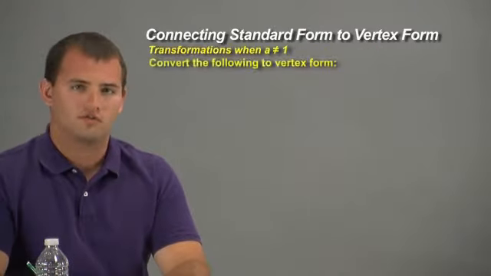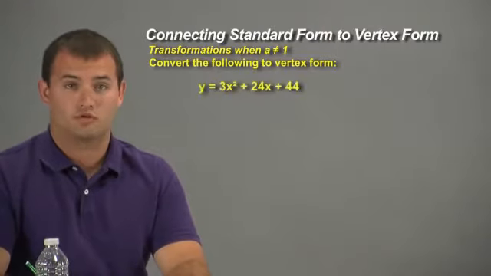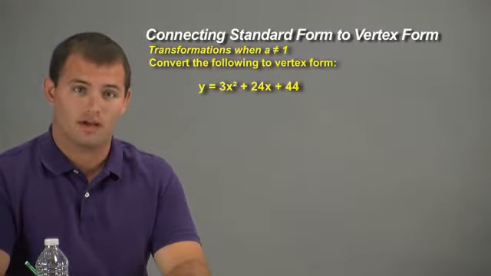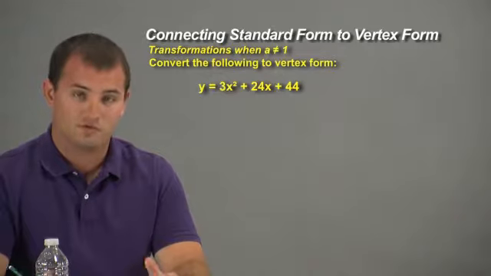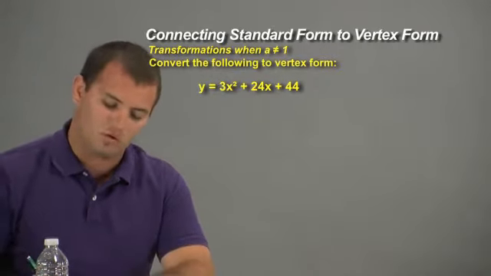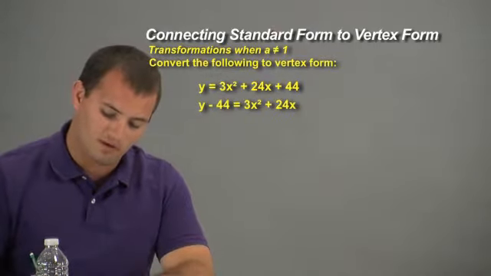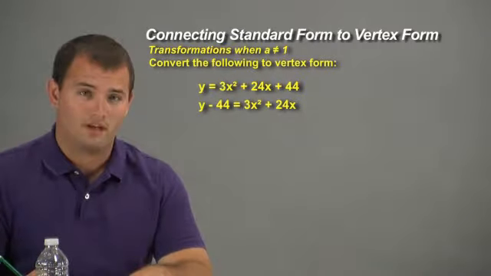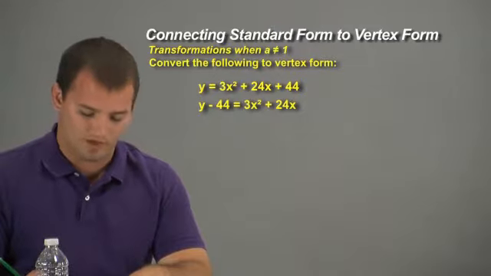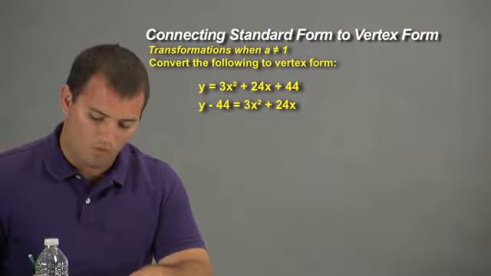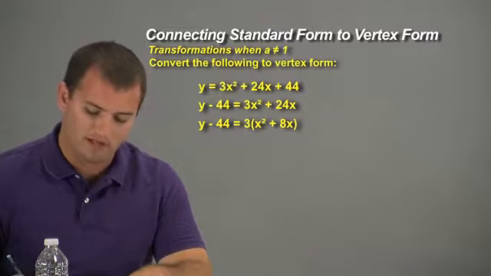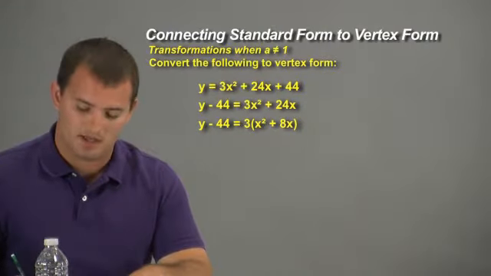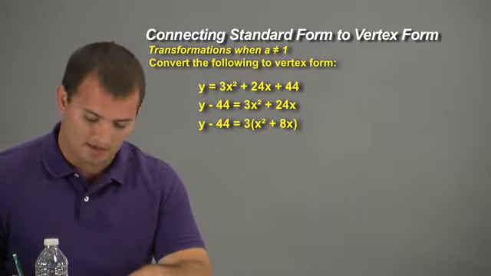Convert the following equation to vertex form. Y is equal to 3x squared plus 24x plus 44. First, let's isolate the ax squared plus bx, so we'll subtract 44 from both sides. And our equation will now become y minus 44 is equal to 3x squared plus 24x. Now we need to factor out 3 from the right side of our equation. And our equation will now become y minus 44 is equal to 3 times the quantity x squared plus 8x.